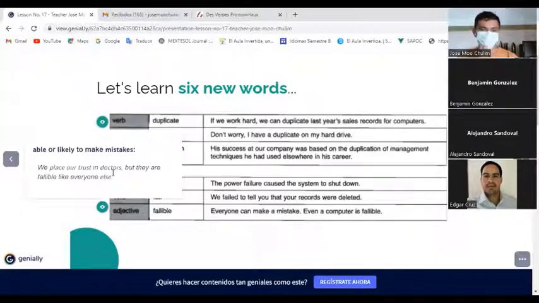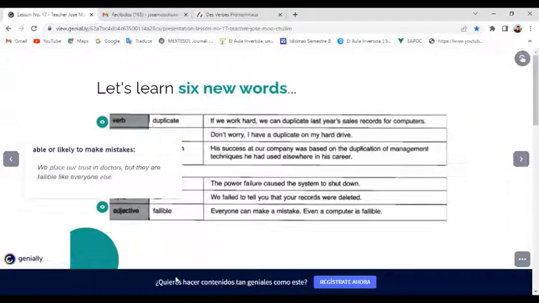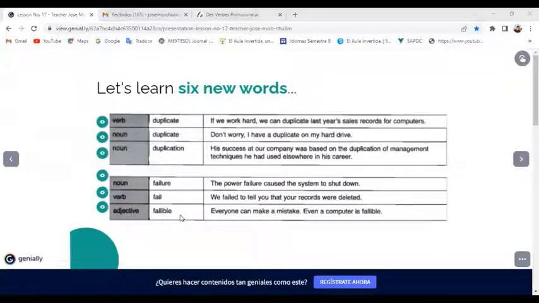For example, Alejandro, can you please read this example? Yes. We place our trust in doctors, but they are fallible like everyone else. Okay, thank you. Okay, pusimos nuestra confianza en los doctores, pero ellos cometen errores como todos los demás. Okay, fallible. Okay, so fallible, es como confiable. Yes, it can be confiable.